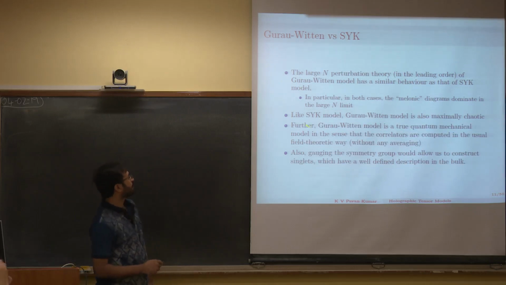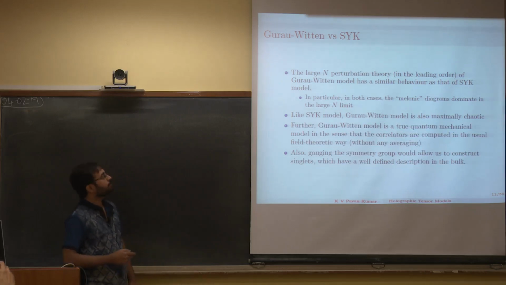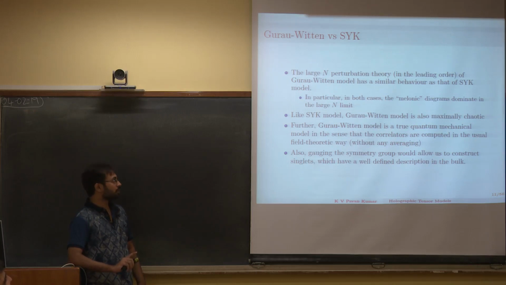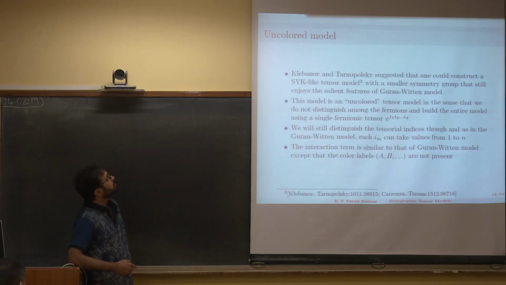So how are Gurau-Witten and SYK compared with each other? The large n perturbation theory of the Gurau-Witten model behaves similarly to that of SYK, which means that in the leading term of the large n limit, in both cases the melonic diagrams dominate. Also, like the SYK model, the Gurau-Witten model is maximally chaotic. And here there is no disorder averaging, which is one of the motivations to introduce the model in the first place. Also there is a symmetry group here which can always be gauged to construct singlets, and the singlets have a well-defined description in the bulk. So that is about the Gurau-Witten model.